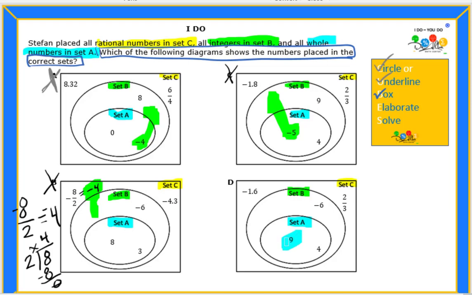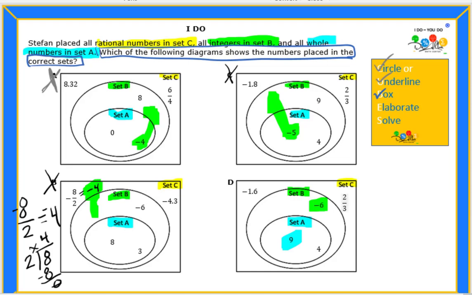I'm loving it. And then set B has a -6. Negative in front of the 6, that's an integer. Perfect. And then we have -1.6. It is negative, but it has a decimal. That means it is only a rational number, not an integer. Even though it's negative, students, a negative decimal number is always rational only.